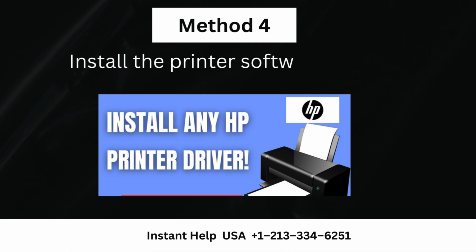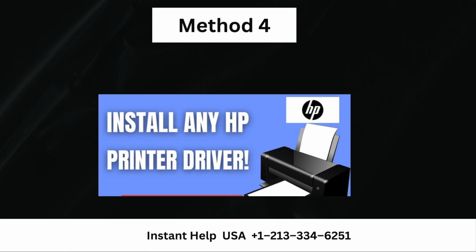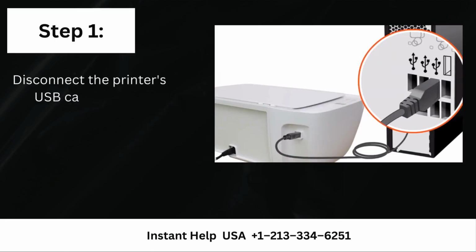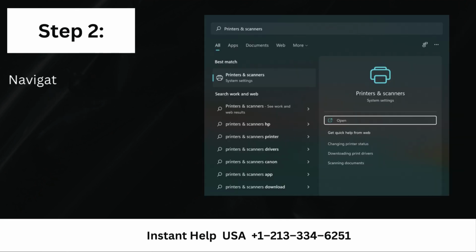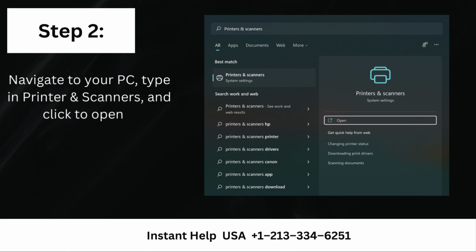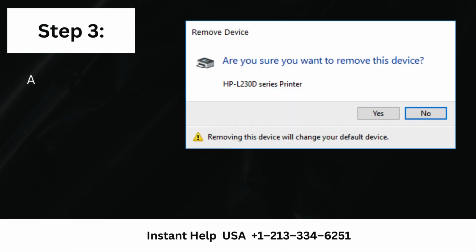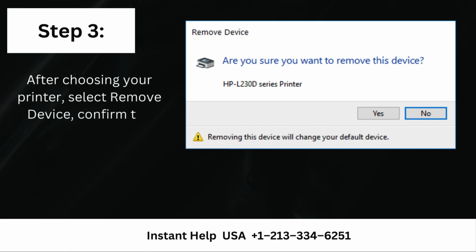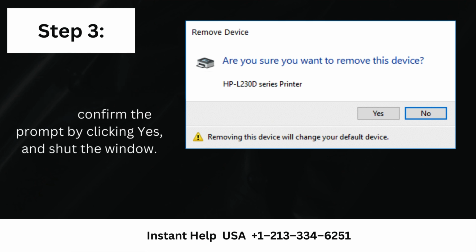Method 4. Install the printer software again. Step 1. Disconnect the printer's USB cable before removing the software. Step 2. Navigate to your PC, type in printer and scanners, and click to open it. Step 3. After choosing your printer, select Remove Device, confirm the prompt by clicking Yes, and shut the window.